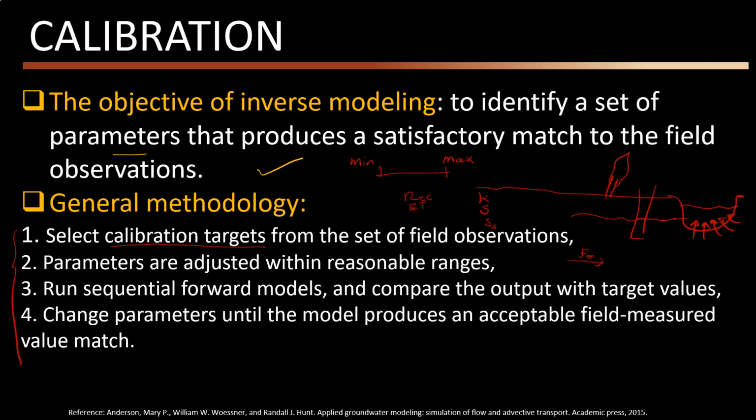Then you run a set of forward models, you find the head, and then you compare your simulation with the observation. Based on that, you change your input values, and you come back and repeat this loop until you get close simulated and observed values. Okay, so this is the general procedure.